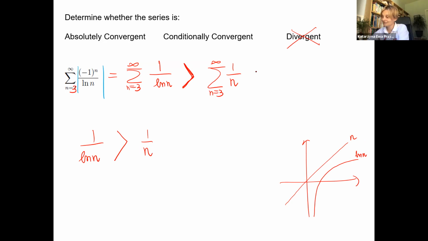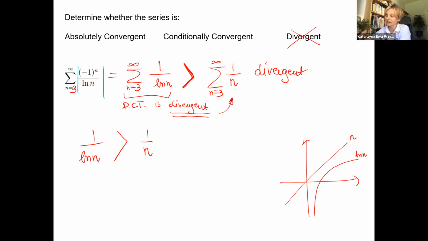And yes, this is a divergent series, of course, the harmonic series, and everything that is bigger is also divergent. Yes, we can say that by the direct comparison test, this is divergent. We were comparing with 1 over n, divergent. Okay, that means that for the absolute value, absolute convergence is not a case. Then is everybody okay that it is conditionally convergent?